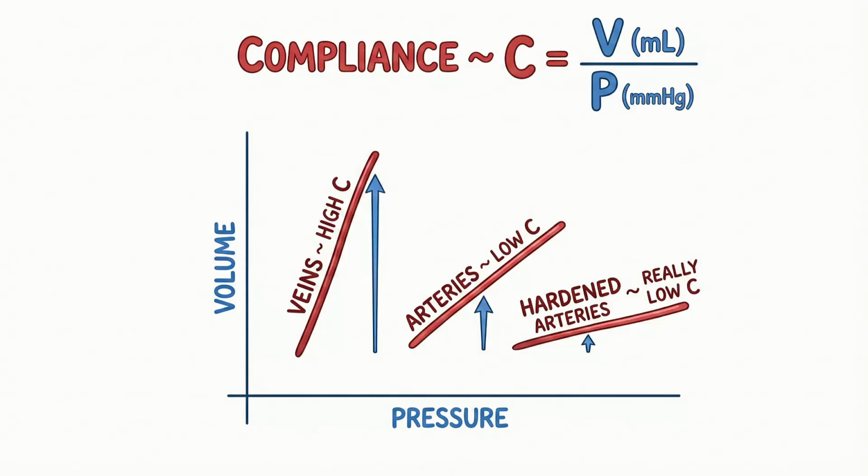The veins have high compliance, meaning they're high-volume, low-pressure vessels, and even a small increase in pressure expands the volume a lot. The arteries, on the other hand, have low compliance and are low-volume, high-pressure vessels, meaning with the same amount of pressure, their volume doesn't expand as much. Furthermore, a hardened artery would be even less compliant and is like a lead pipe. In other words, it takes an incredible amount of pressure to change the volume even a tiny bit.